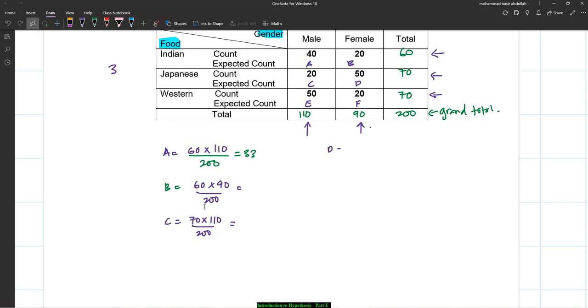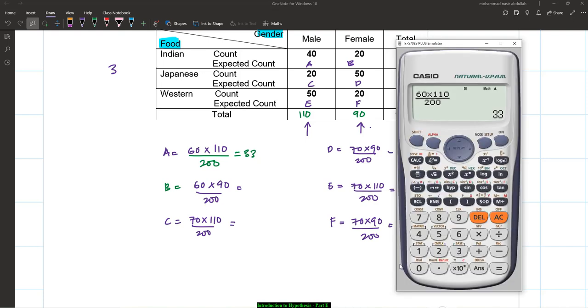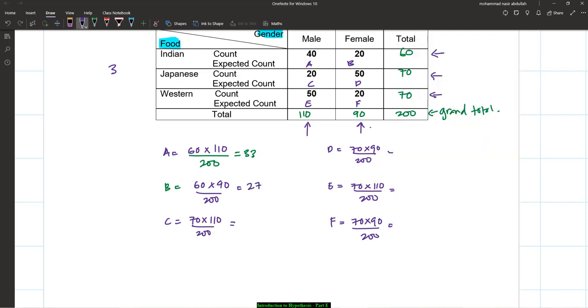For D, 70 multiply with 90 divided by 200. For E, 70 multiply with 110 divided by 200. And F should be equal to 70 multiply with 90 divided by 200. Right? So now we do a calculation. So for B should be 60 multiply with 90. Right? Is equal to 27.